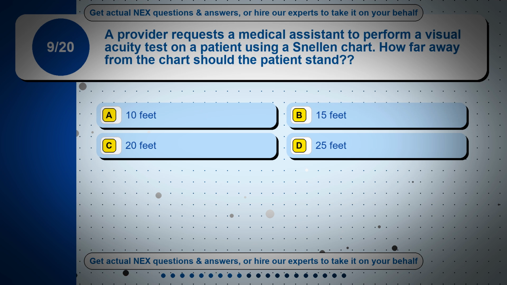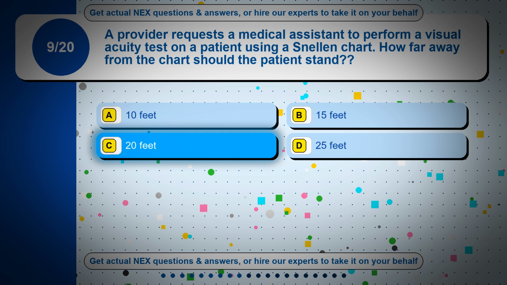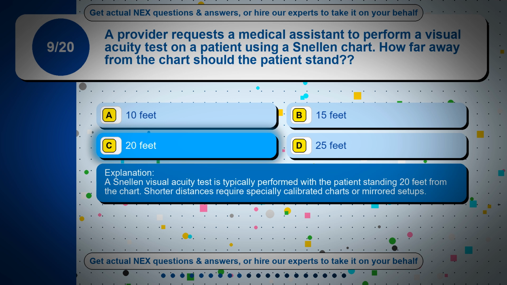Question 9. A provider requests a medical assistant to perform a visual acuity test on a patient using a Snellen chart. How far away from the chart should the patient stand? Option A, 10 feet. Option B, 15 feet. Option C, 20 feet. Option D, 25 feet. The correct answer is option C, 20 feet. A Snellen visual acuity test is typically performed with the patient standing 20 feet from the chart. Shorter distances require specially calibrated charts or mirrored setups.